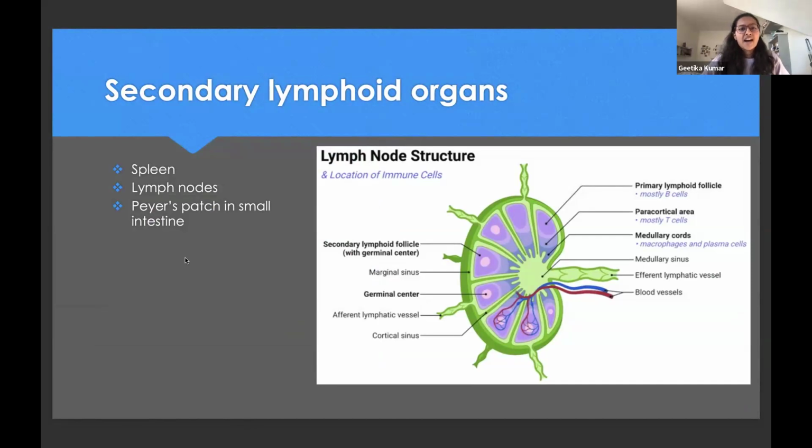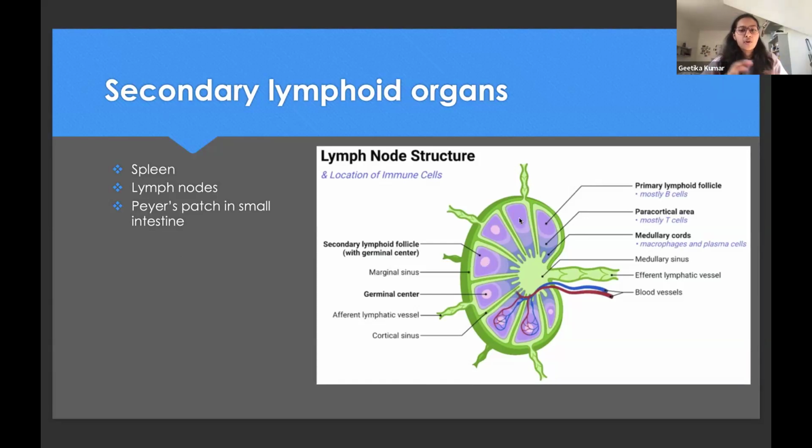Yeah, so that was how the primary lymphoid organs are structured and how lymphocytes develop. Then in terms of secondary lymphoid organs, the main ones to know about are the spleen, the lymph nodes, and Peyer's patches, which are like mucosal associated lymphoid structures in the small intestine. So just a brief note on the lymph node structure.